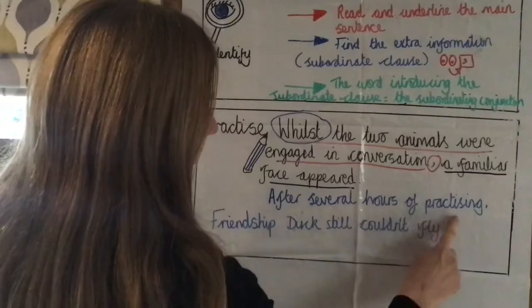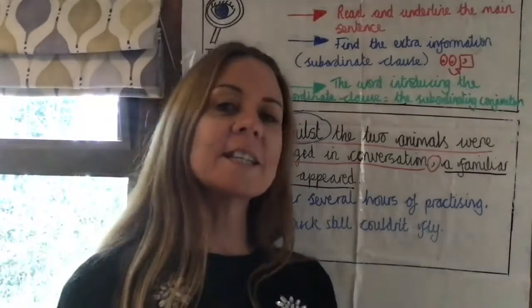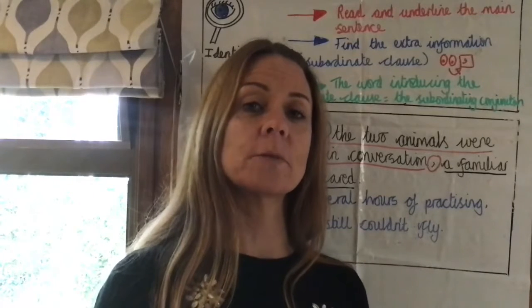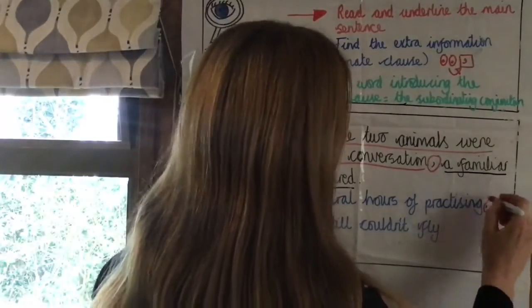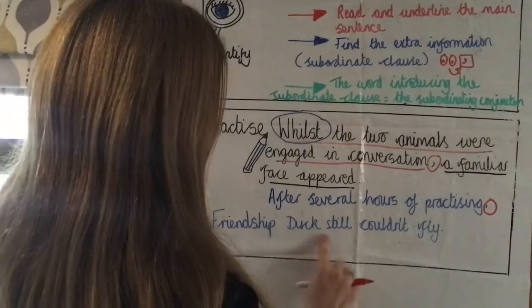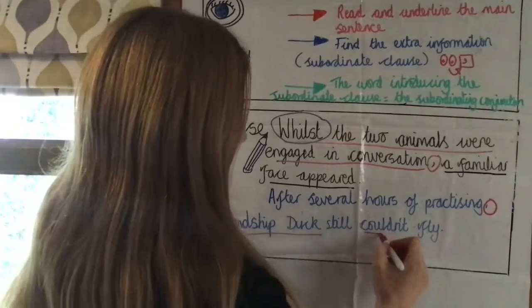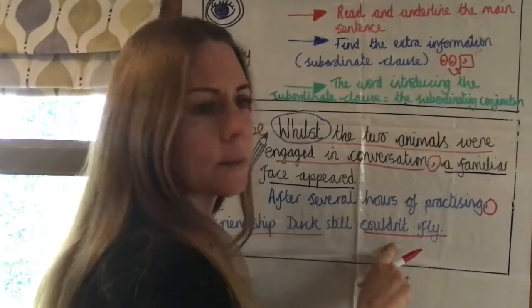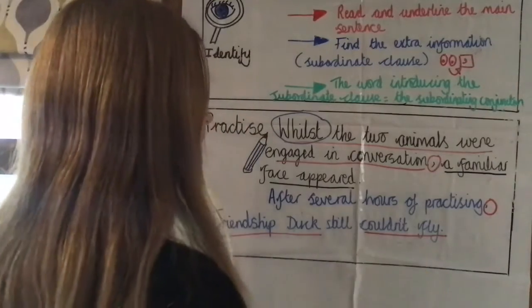After several hours of practicing, Friendship Duck still couldn't fly. What did I say to look for to help you identify where the extra information and main clause meet? Well done, the comma. There it is, look. On this side we have Friendship Duck still couldn't fly. So we have a subject and a verb. That's called a modal verb. Don't worry about that now. I'll have lessons about that later on. But this goes with the word to fly.